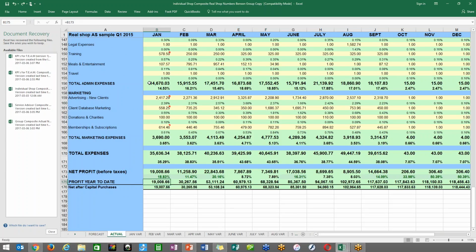And maybe my absolute favorite thing about this composite is it's tracking your profit year to date. So very encouraging to look. In January, you made $19,000. By the end of February, the shop made $30,000. By the end of March, they were $53,000, $60,000.